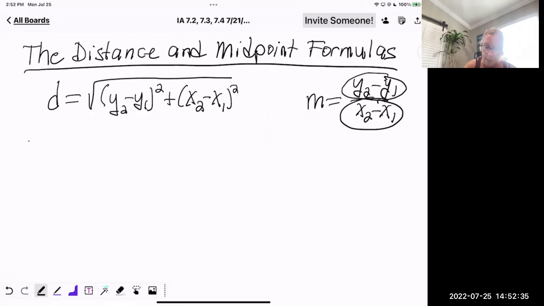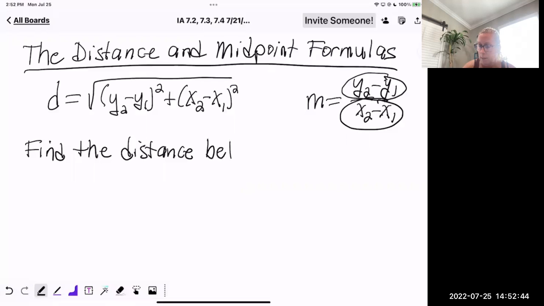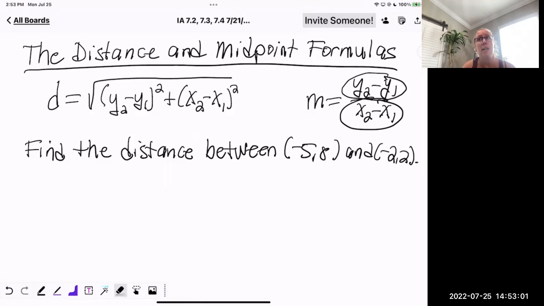So if I want to find the distance between this point, -5, 8, and -2, 2, I would use the distance formula. What would this be used for? To find a side of a triangle, to find the length of a side of a square, to find the length of a rectangle, to find the radius of a circle, if you know 2 points. Many uses for the distance formula. Okay, so the distance is the square root.